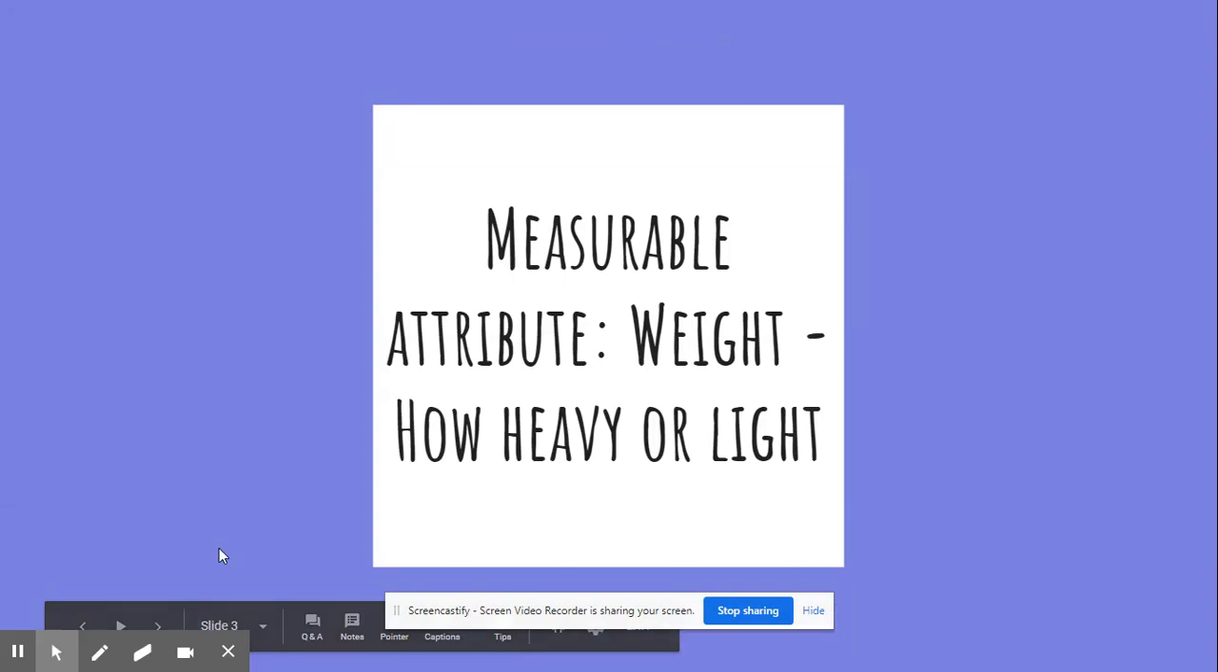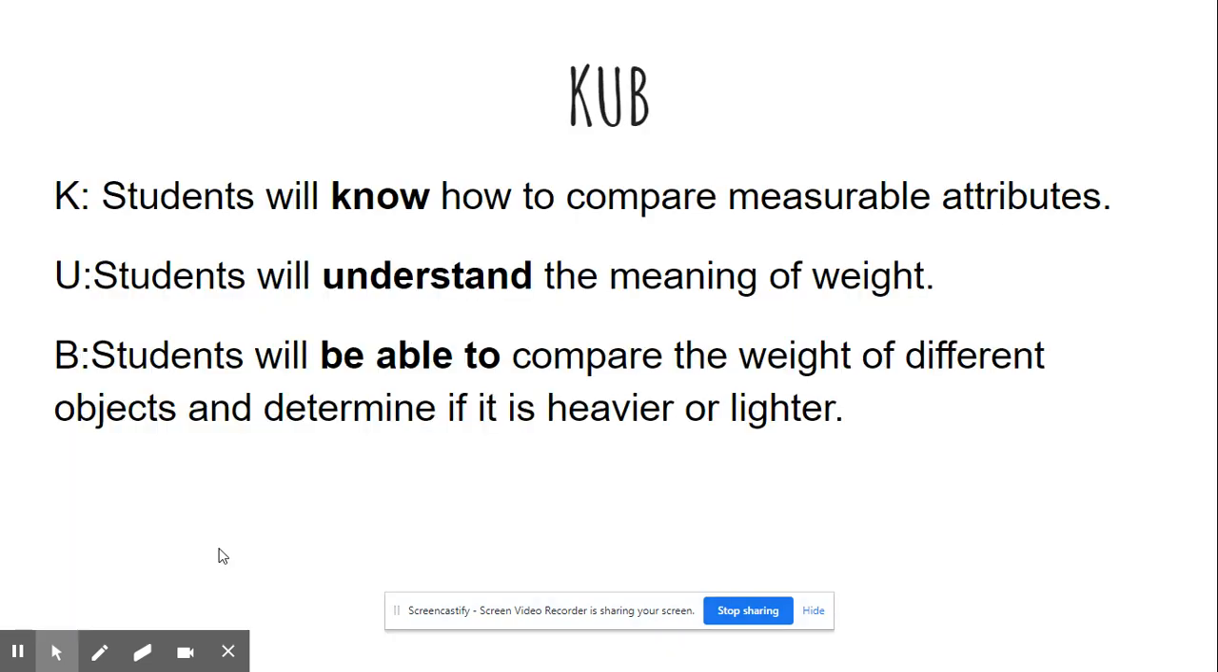And today we're going to be discussing the measurable attribute weight, which means how heavy or light. Students will know how to compare measurable attributes. Students will understand the meaning of weight. Students will be able to compare the weight of different objects and determine if it is heavier or lighter.